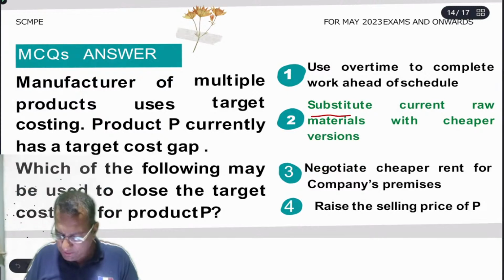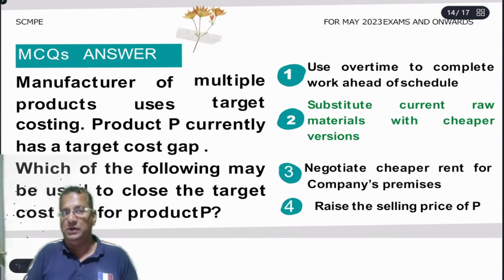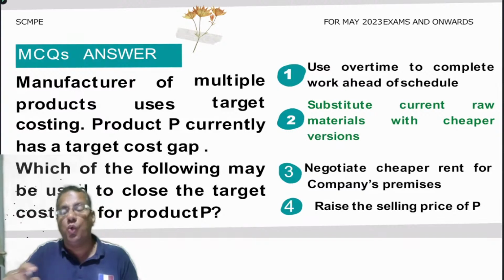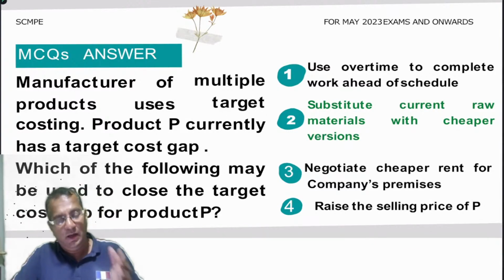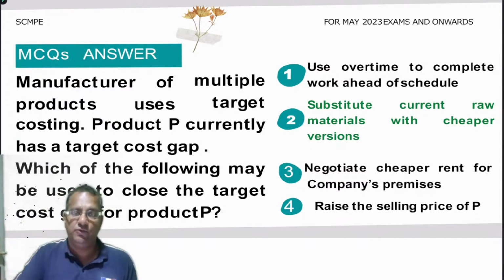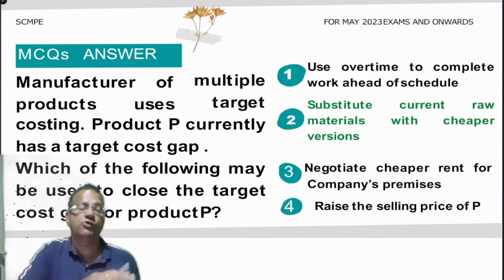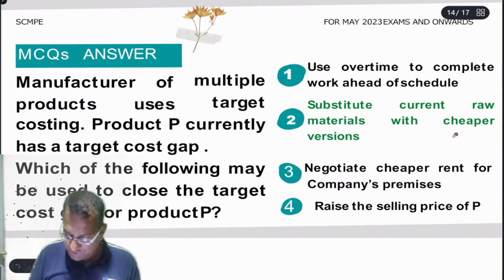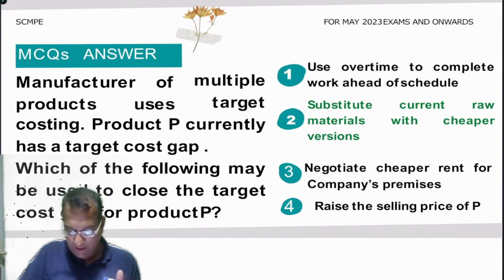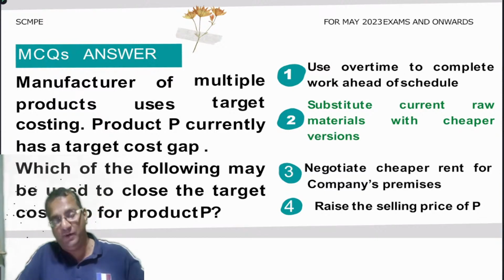We can substitute current raw material with the cheaper version. Cheaper version doesn't mean cheaper quality. We are substituting the material. Might be we are using the same material since last 10 years. Now, due to advancement in technology, some new materials are there which can provide us the same quality, same features as the earlier raw material. So cheaper version doesn't mean cheaper quality of raw material unless otherwise specified. So if we want to reduce the cost gap, the only viable option is to use the substitute raw material, if possible with the same quality at a cheaper price.